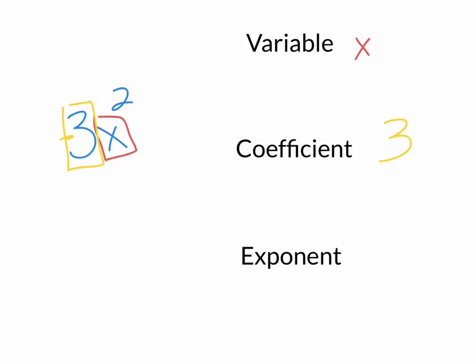The exponent is the number that it's raised to, so whatever power the variable is raised to is called the exponent. One thing I want to talk about is 2. If 2 is just by itself, it is called a constant. So a variable is a letter, a coefficient is the number in front of the variable, an exponent is the number that the variable is raised to, while a constant is just a number by itself.